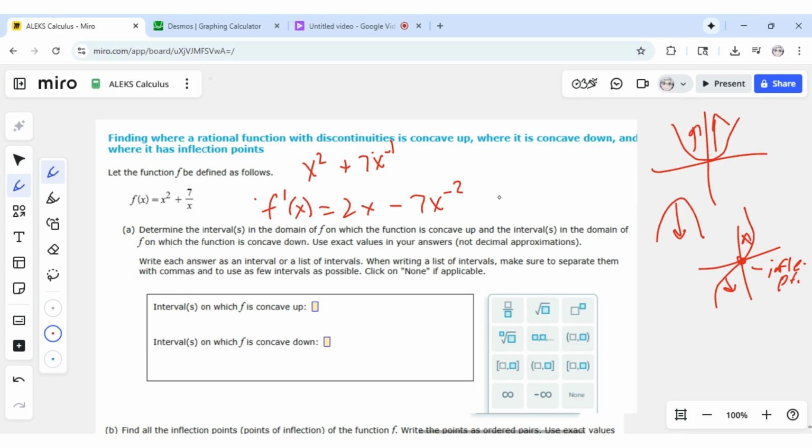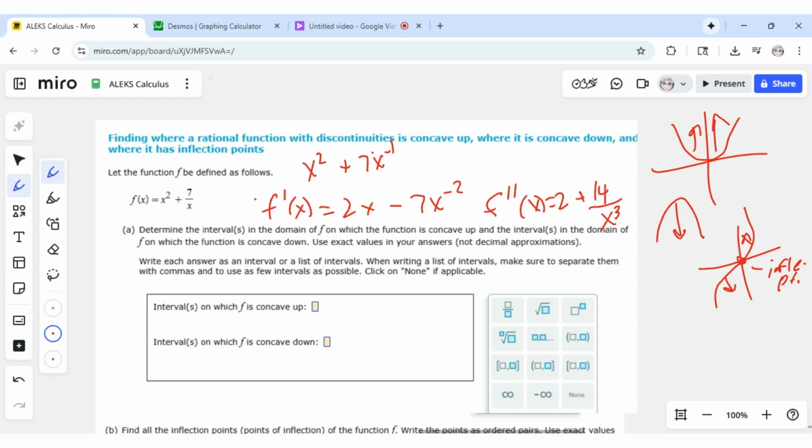Now let's take the second derivative, and I'm going to get 2 plus 14 times x to the negative third. I'm just going to go ahead and rewrite that as a rational function here. So 2 plus 14 over x cubed. Hopefully I did that right. You can try it yourself and double check. So that's our second derivative.